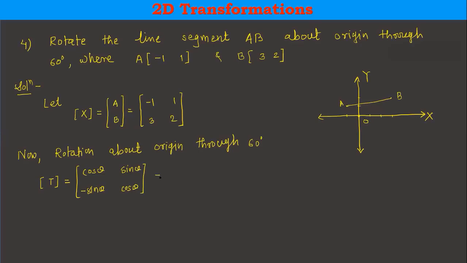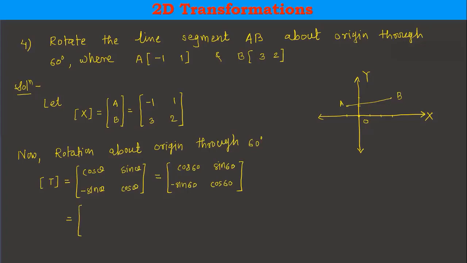And what is theta? Theta is nothing but the 60 degree. So that value of theta we will substitute here. So we get the matrix as cos 60 degree, sin 60 degree, minus sin 60 degree, and cos 60 degree. So this is our transformation matrix: cos 60, sin 60, minus sin 60, cos 60. Now the values of sin 60 and cos 60 we can calculate by using the calculator.